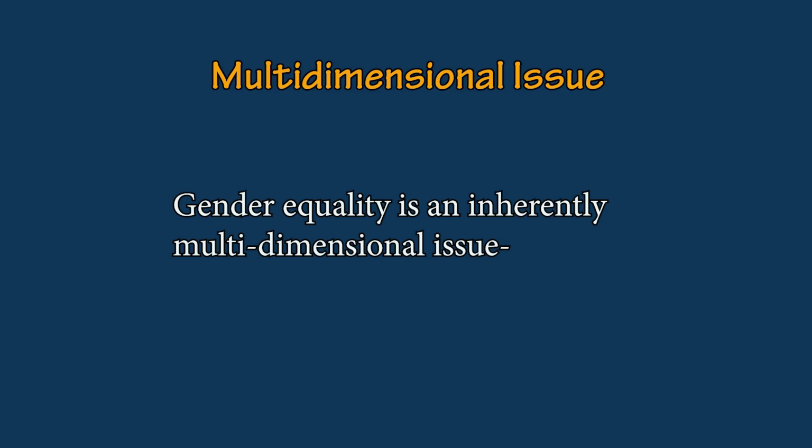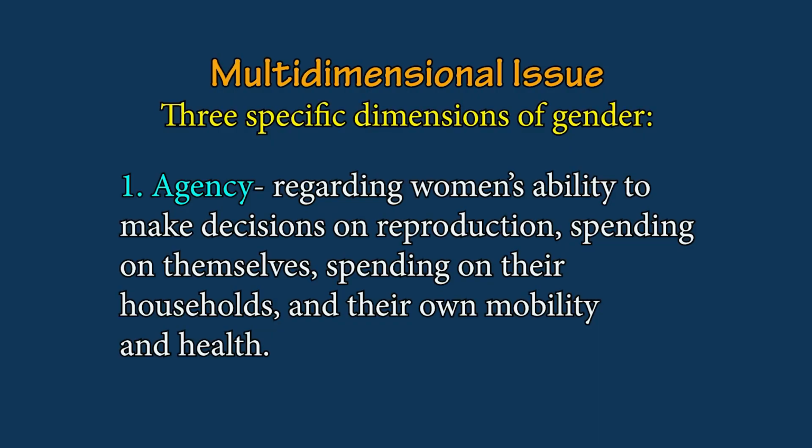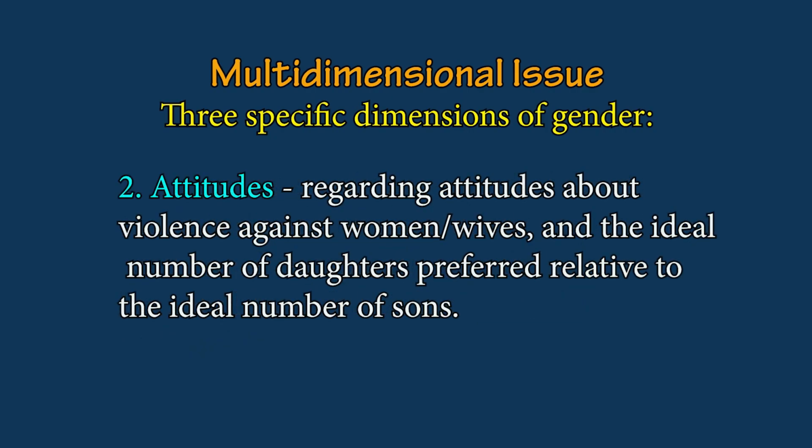Moving on to the deeper dimensions of this issue. Now, gender equality or gender bias is an inherently multidimensional issue. There are three specific dimensions of gender. Number one, agency. Agency is regarding women's ability to make decisions on reproduction, spending on themselves, spending on their households, and their own mobility and health.